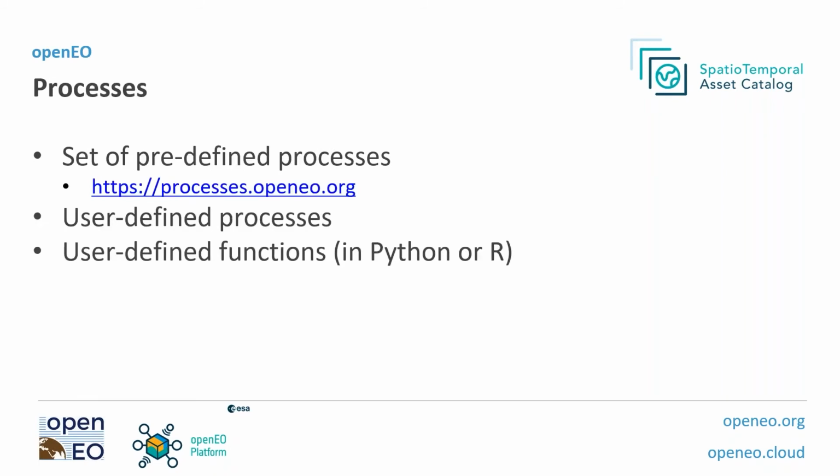We have a set of predefined processes, I think roughly 150 at the moment, mostly centered around EO processing, but it's extensible. So it is basically possible to also go to other domains here and extend it. You can define user-defined processes based on the predefined processes and other user-defined processes. And then there is a concept of user-defined functions, right now implemented in Python and R. That means you can upload custom code that you have previously written in Python and R and make it part of your processing chain.